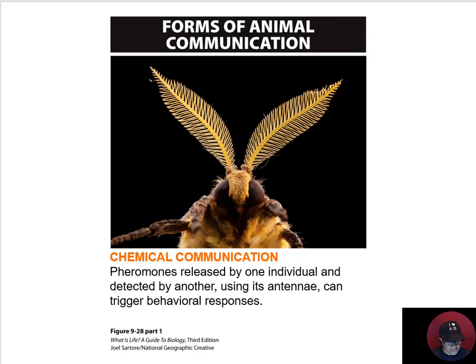We're continuing on, finishing up behavior. There are different forms of animal communication that you need to be aware of. There's chemical communication. These are pheromones that are released by one individual and detected by another using antennae, for example. These chemical communication methods can trigger behavioral responses.